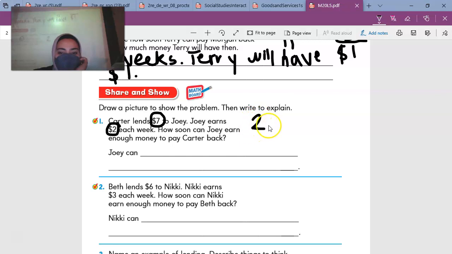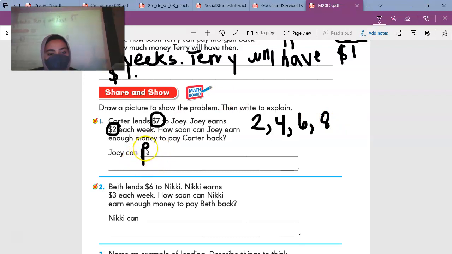Let's see, 2, 4, is that enough? No. 6, is that enough? No. 8, is that enough? Yes, because he's paying back $7. So how many weeks will that take? 1, 2, 3, 4. It'll take 4 weeks. So Joey can pay Carter back in 4 weeks.